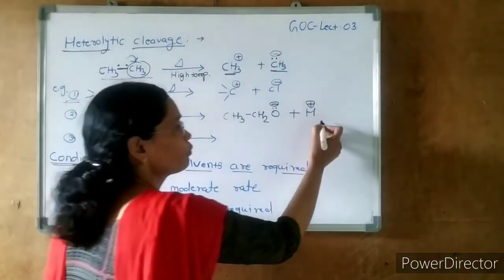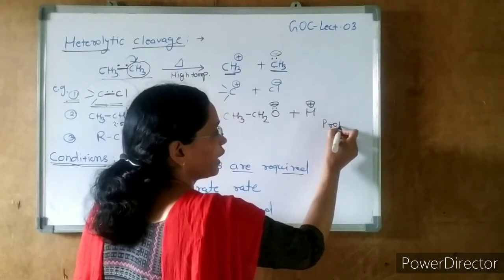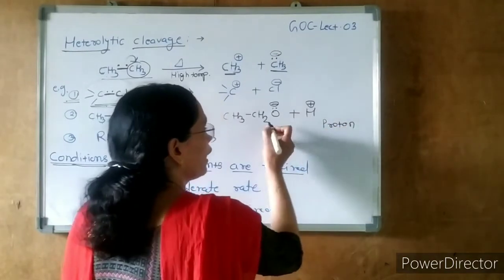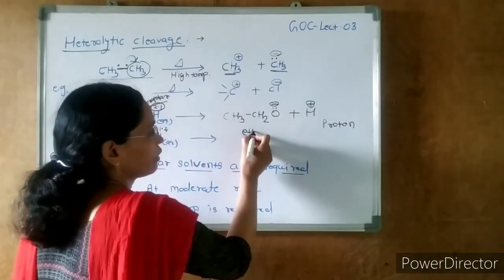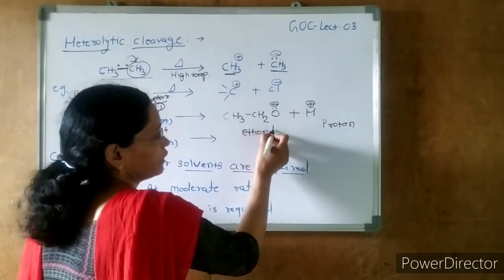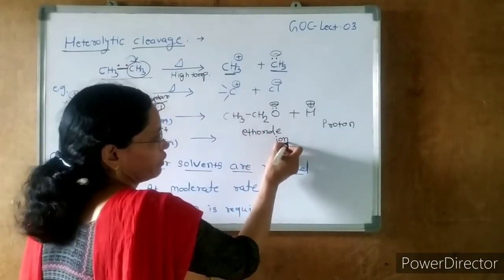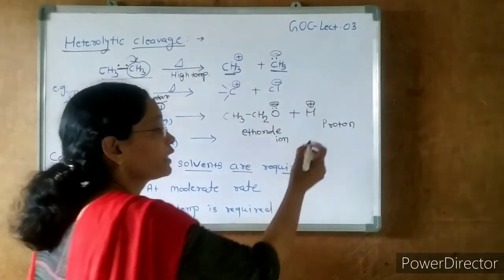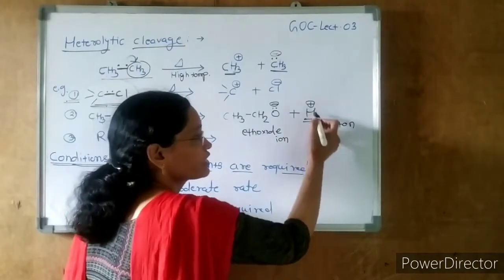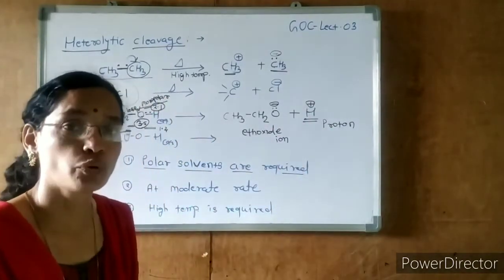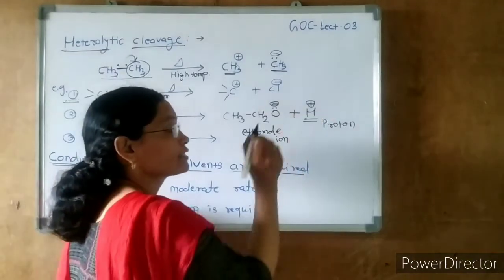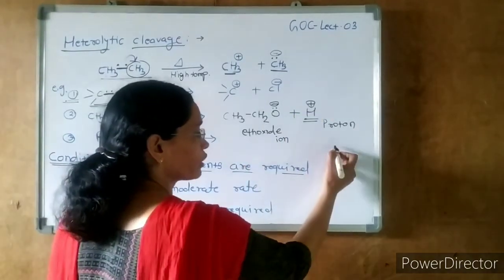It is called a proton. What? It is called a proton, and this is an ethoxide ion. Ethoxide ion. It is a proton. Why is it called a proton? H plus ions are called protons. Why? What is the reason?